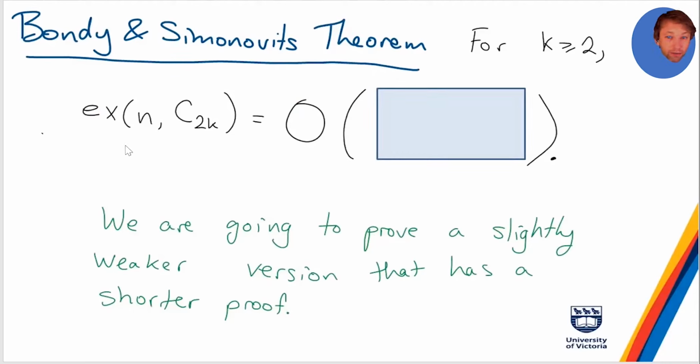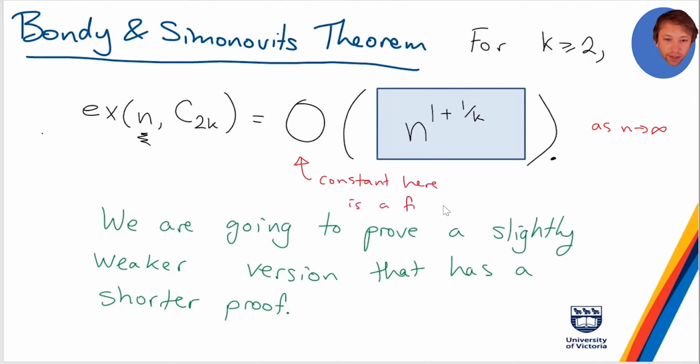Let me now state a theorem of Bondy and Simonovits. Their theorem says that for k at least 2, the extremal number of a cycle of length 2k on n vertices is big O of n to the 1 plus 1 over k. That means up to a constant factor, as n goes to infinity, it grows like this. I want to make it clear that the constant here is a function of k.